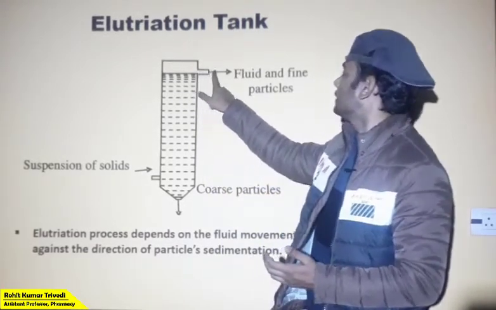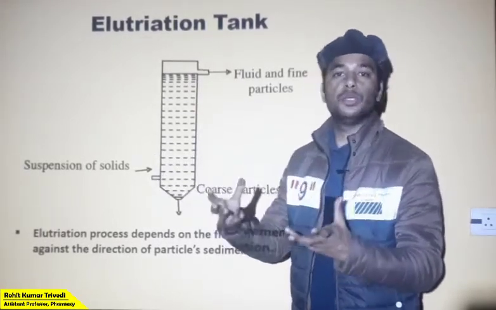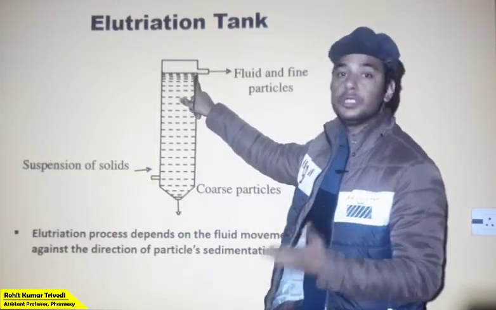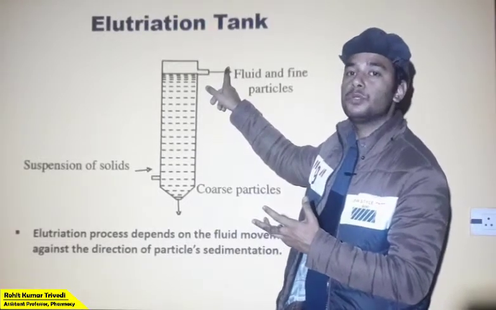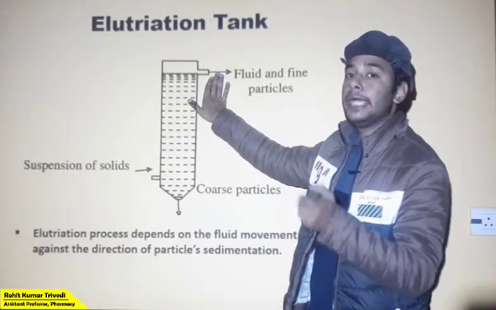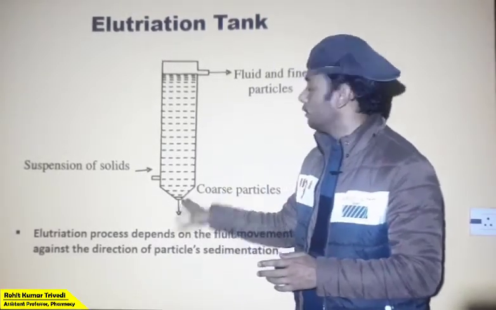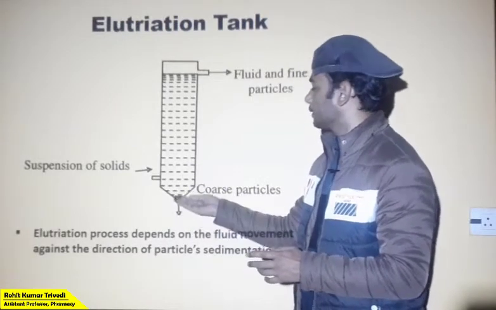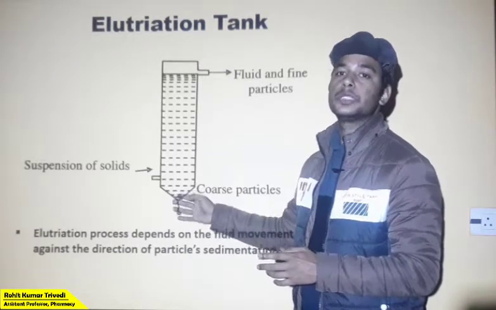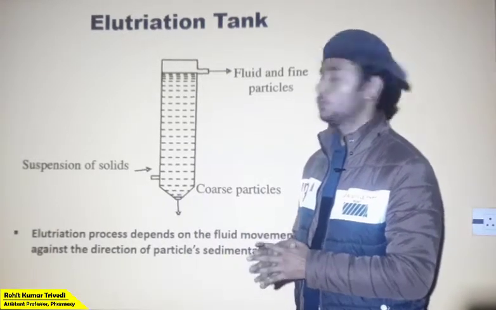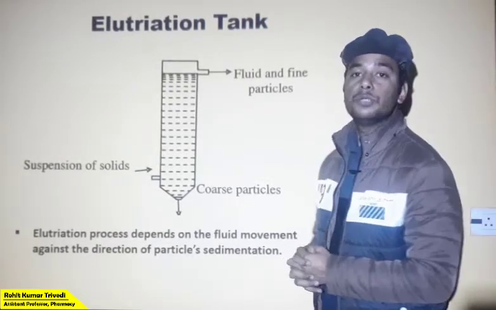The fine particles that travel with water, those particles which have low density, will be taken up with the flow of water, and we can collect those lighter or smaller particles from the topmost area of our elutriation tank. The heavy and higher density particles will settle at the bottom of the tank, and all those coarse size or large size particles will be separated from the bottom of the elutriation tank. This is a very easy construction and working of the elutriation tank.